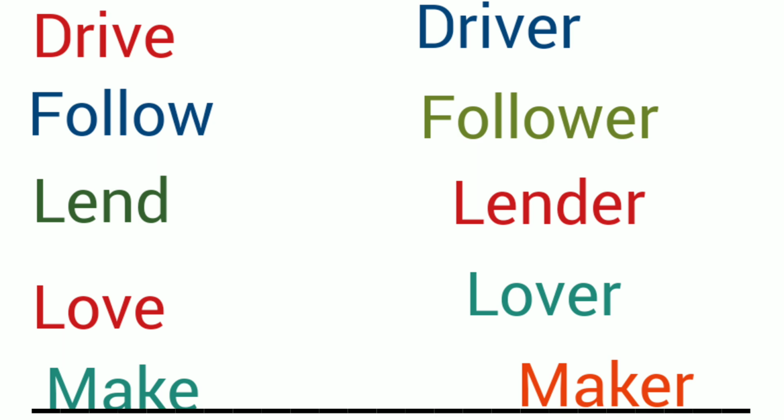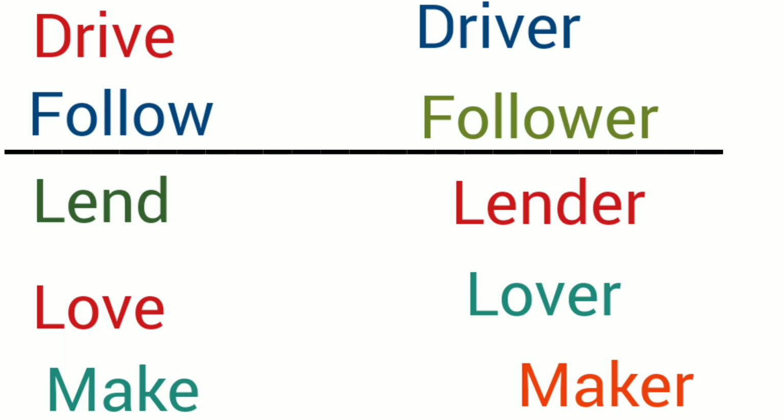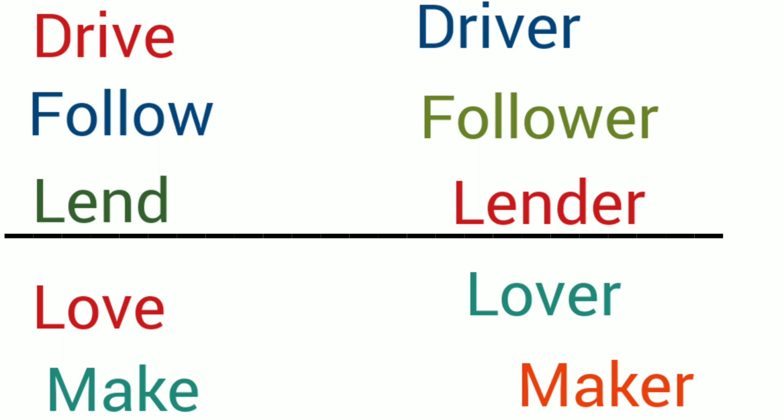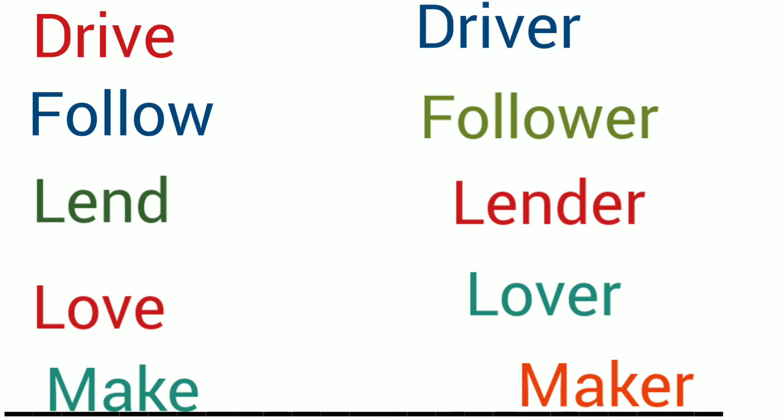Now, remember when I talk about verb is the action part of a sentence, whereas the noun is the naming part of the sentence. Okay, so right here we're talking about driver, we're talking about the person that performed the action of driving. When we talk about follower, we're talking about the person that does the action of following. When we talk about the lender, we're talking about the person that lends. And when we talk about lover, we're talking about someone who loves. And when we talk about maker, we are equally talking about a person that makes something. Do you understand that?